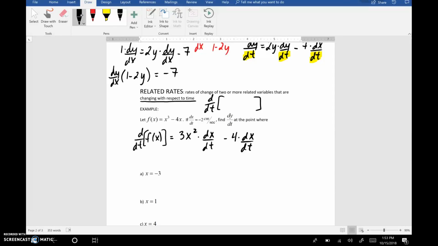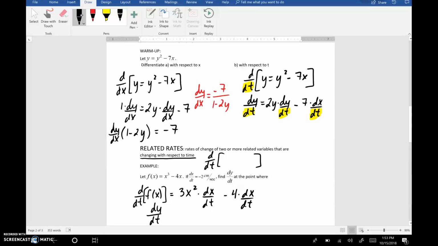Now, what would this be? f of x really equals y. So the derivative of this with respect to time, I would write that as dy dt. So here's my expression. dy dt equals 3x squared dx dt minus 4 dx dt.